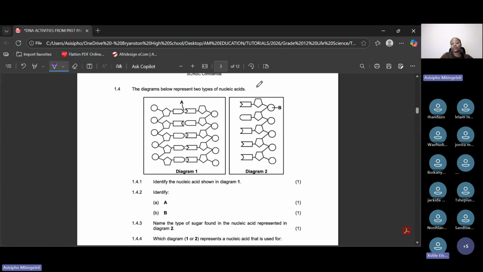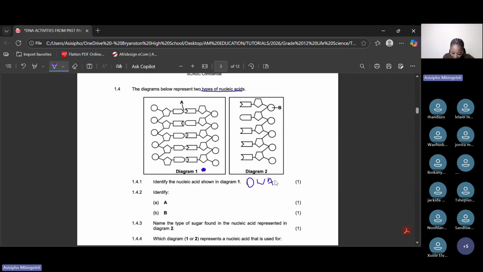The diagrams below represent 2 types of nucleic acids. Identify the nucleic acid shown in diagram 1. There's diagram 1. What is the type of nucleic acid there? Anyone? DNA. Okay, thank you, guys. There's Lulu, there's Dalobutle. Thank you so much. Diagram 1 is definitely DNA.